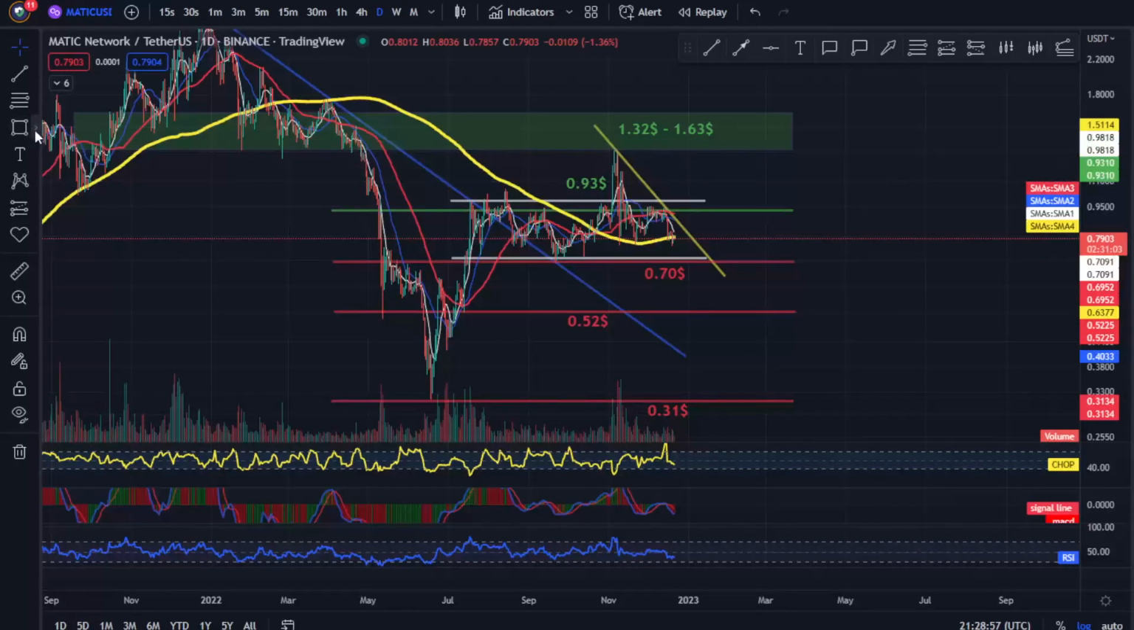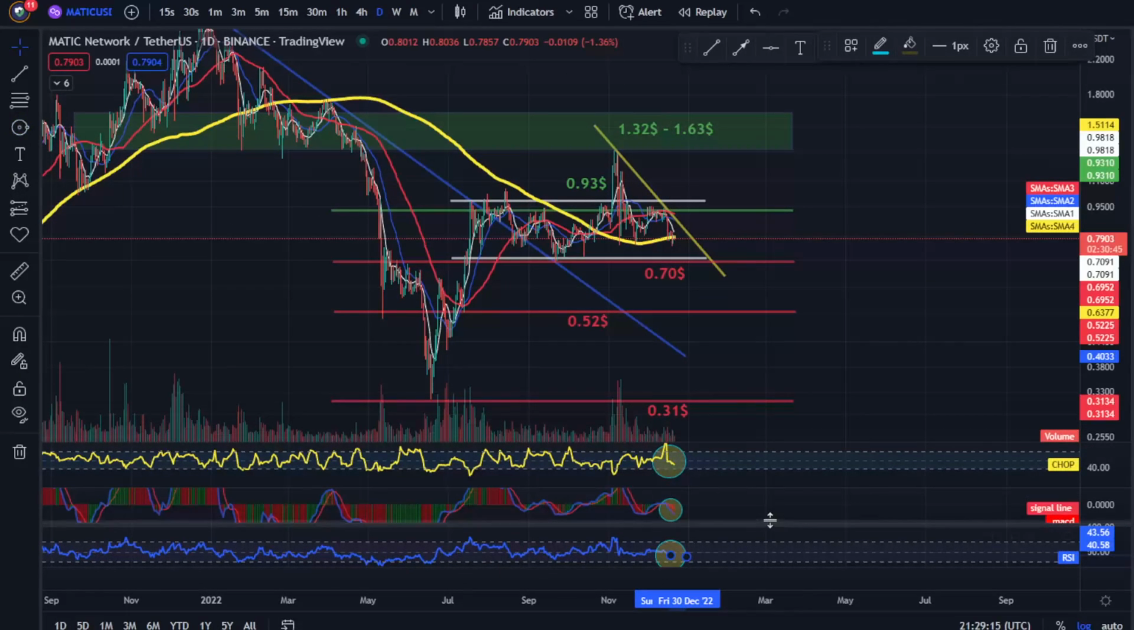Looking further, the CHOP index indicates that most of the energy has been used. The MACD indicates a local downward trend, while the RSI has decreased, but there is still room for a deeper correction.